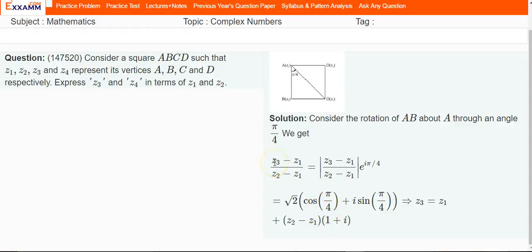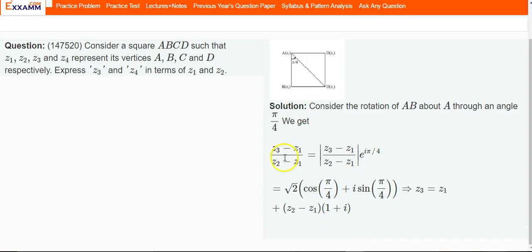So what is the final solution? Z3 minus Z1 is equal to (Z2 minus Z1) times (1 plus i), and if we take this minus Z1 to the right, we get Z3 is equal to Z1 plus (Z2 minus Z1) times (1 plus i).